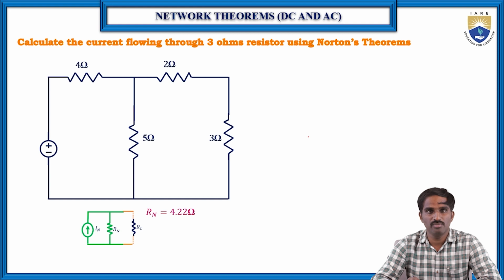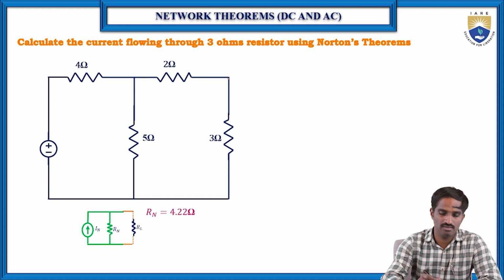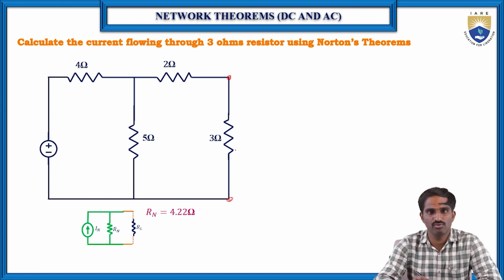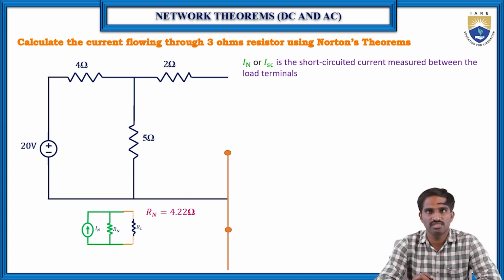Coming to the short circuit current I Norton, before for V Thevenin we replaced the load with an open circuit and found the open circuit voltage. Here we are replacing this load with a short circuit, and we are going to find the current flowing through that short circuit. That's why this is also called the short circuit current.